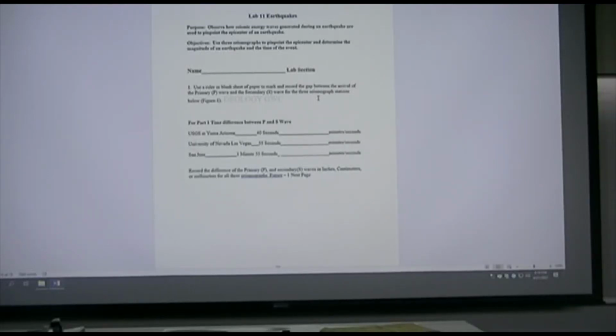Okay, today's lab, we're doing lab number 11, earthquakes. The purpose of this lab is basically to show how scientists determine the epicenter of an earthquake. An epicenter is basically where, if a fault moves underground, it generates an energy wave, a shock wave that then travels to the surface of the earth, and then it travels across the earth. And so that's called the epicenter.